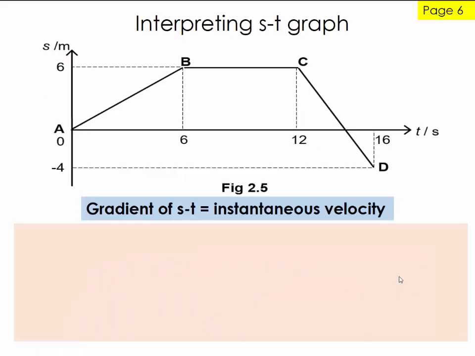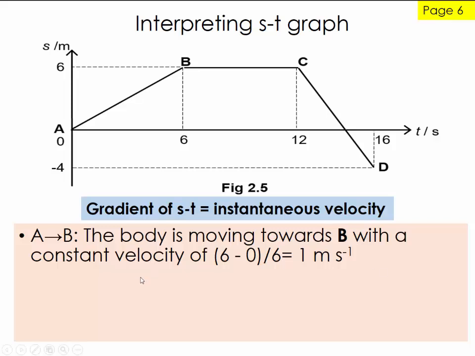Okay, let's look at this graph from A to B. From A to B, you can see that the body is moving towards B with a constant velocity, right? Because it is a straight line, gradient is constant. So gradient is instantaneous velocity. So since velocity is constant, it is moving at constant velocity. And how do we find this value? You just find the gradient. So 6 minus 0 divided by the time 6. Right, so it's 1 meter per second.